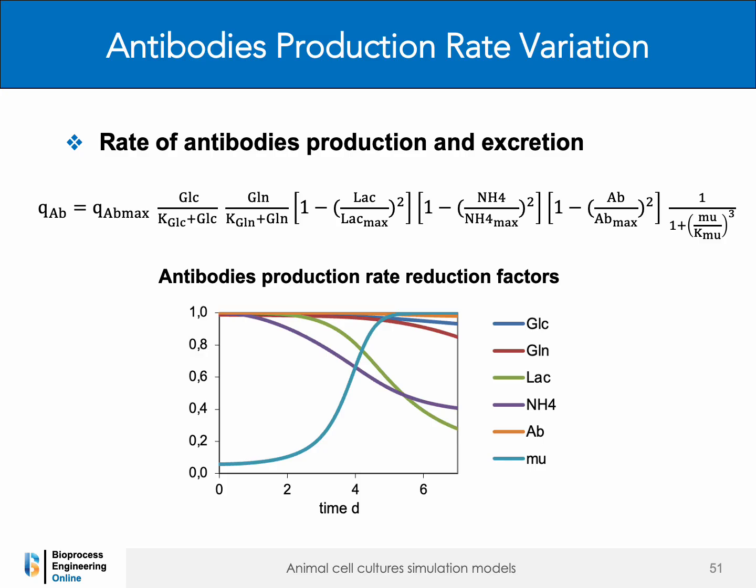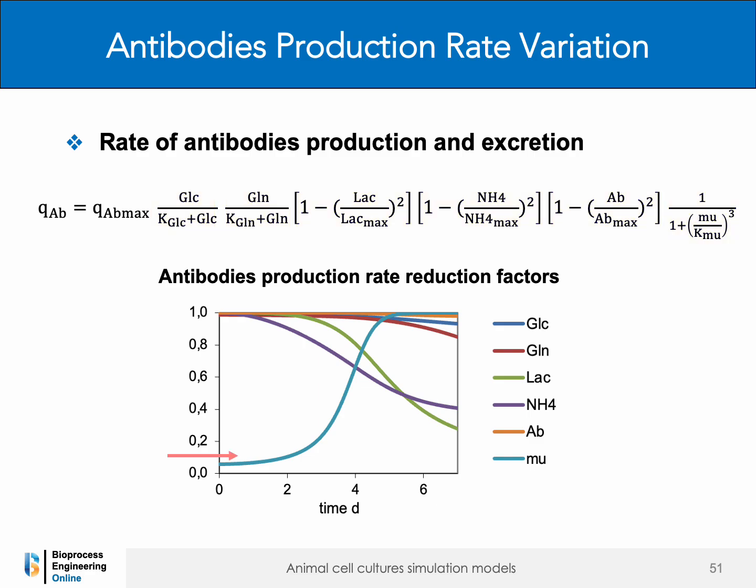The specific antibody production rate is modeled as the product of the maximum specific production rate and 6 correction factors. These factors account for glucose and glutamine limitations, inhibition by lactate, ammonia, and accumulated antibodies, as well as the inhibitory effect of high cell growth rates. The simulation calculates each of these correction factors throughout the batch culture, making it possible to identify the mechanisms that limit antibody production at different stages of the process.